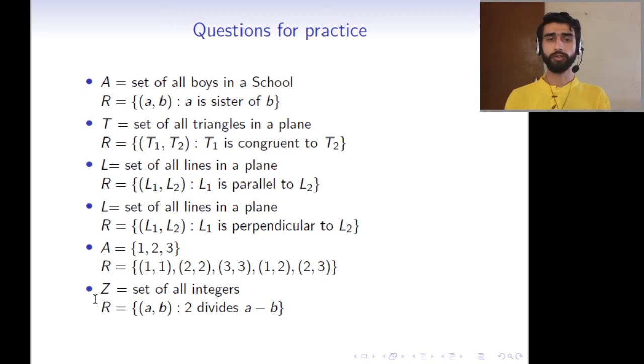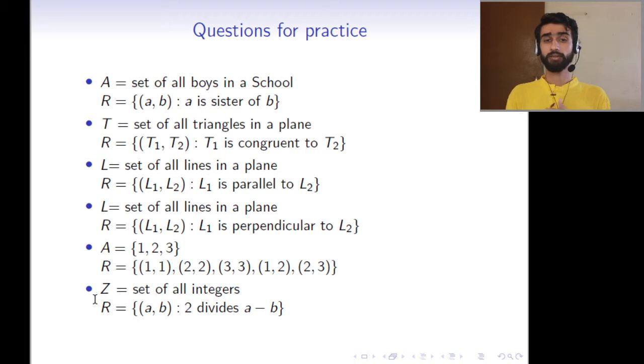We have some questions for practice. Okay, what are the questions? First of all, I am defining a set and then a relation on that set. First question: A is the set of all boys in your school. Just visualize all the boys in your school, and I'm defining (A, B) in the relation if A is sister of B. Just think of it in reflexive. Can A be sister of A? Can any girl be sister of herself? Can he be sister of himself? No. This is not a reflexive relation.